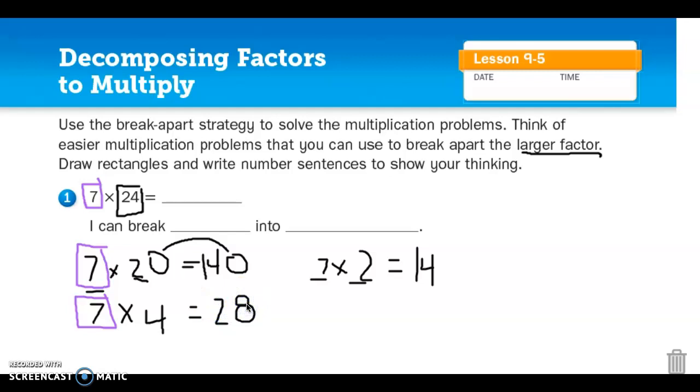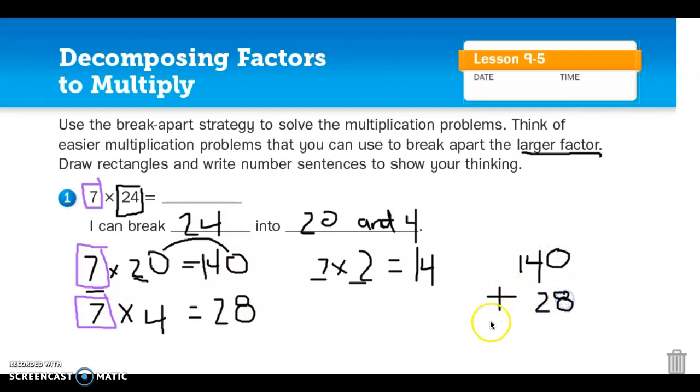Am I done? Well, let's see. It says I can break 24 into, let's see, we did 20 and 4. And what's our answer? Is my answer 140 or 28? Now, what do we need to do with this problem? Since we broke it apart and split it into 2 numbers, now we have to put them back together or add them. So over here, I'm going to do 140 plus, you got it, 28.